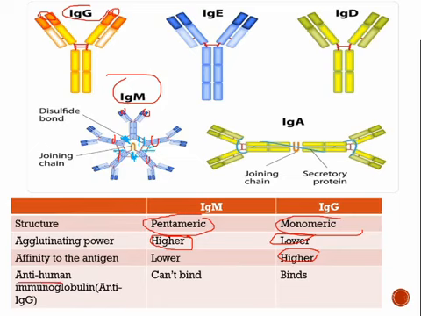Now there is something called anti-human immunoglobulin, also called anti-IgG. This is an antibody for the antibody. How do they get it? They get the IgG from humans, extract it from the blood, and then inject it into animals. The immune system of the animal generates an antibody against this IgG antibody. So we end up with an anti-human immunoglobulin antibody, called anti-IgG antibody.